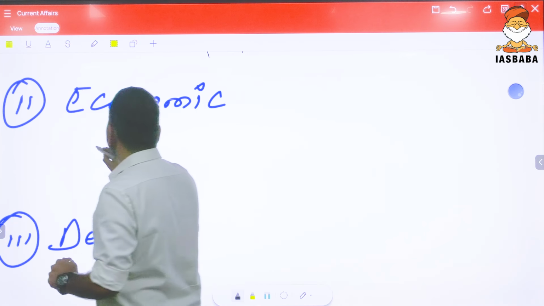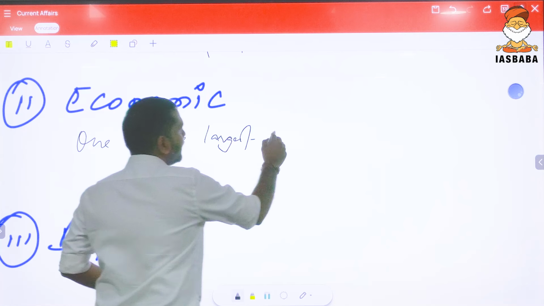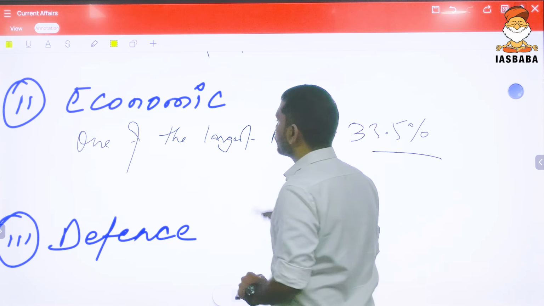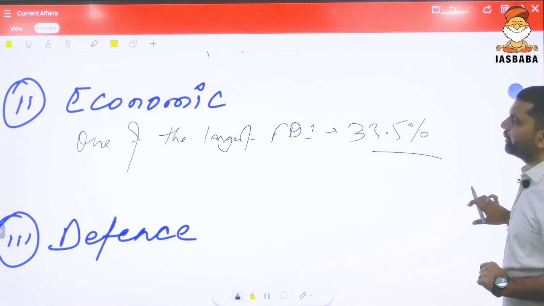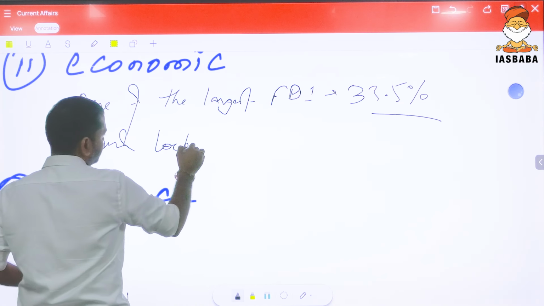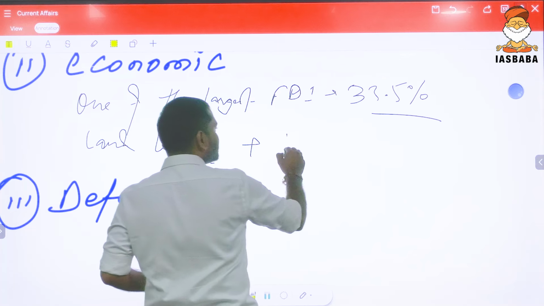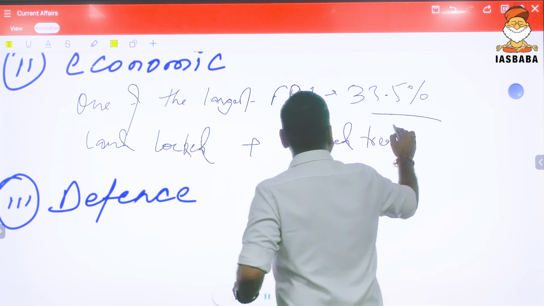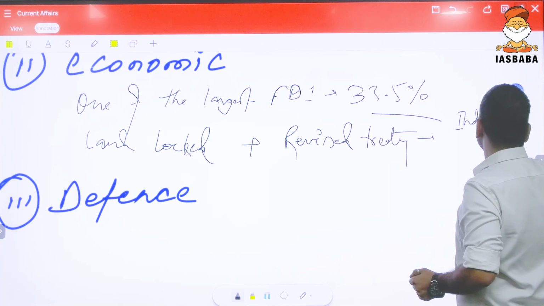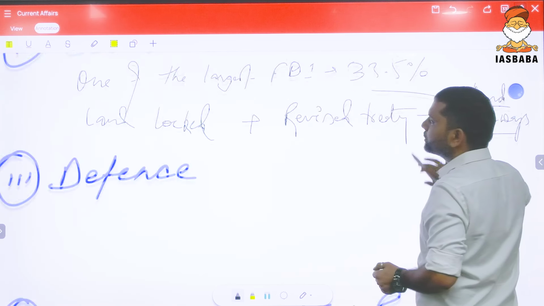The next significance we are seeing is economic cooperation. One of the largest FDI is by Indian businessmen, like 33.5%, you can say 33.5% of FDI comes from India only. So it is one of the largest FDI in Nepal from India. Also, Nepal is a landlocked country, but India has given it access to the sea. A revised treaty has been signed, wherein access to inland waterways will also be given to Nepal. This also becomes really very important.